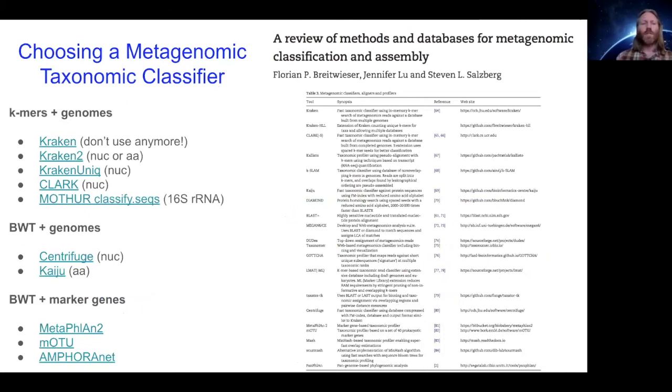Okay, so here's a big table from a review by Florian Breitwieser and Steven Salzberg's group, where they compare a whole bunch of different metagenomic classification, and in this case, assembly algorithms. I'm just going to mention a couple of them here. I have not tried all of these. I've only tried a couple of them myself. And so there may be some discussion on the Slack group about what your favorite classifier is, and I think that would be interesting and useful.